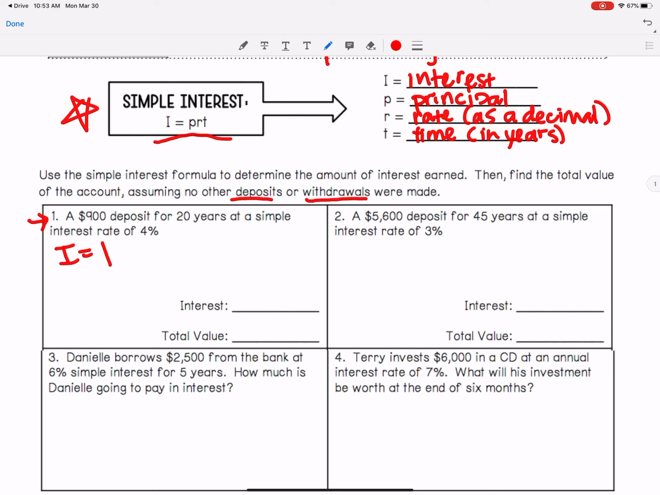Interest equals the principal times the rate in a decimal times the time in years. So here's what we put. My principal is $900. The rate is 4%, but 4% in a decimal, you're going to take the percent and move it 2 places to the left. So now that means I have 0.04.